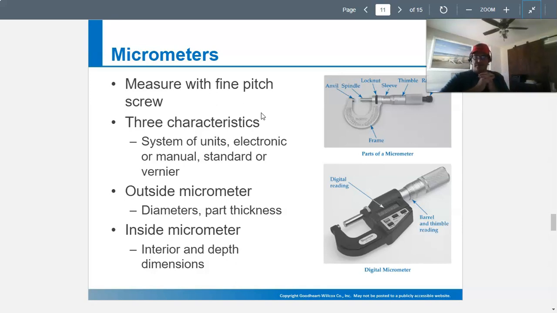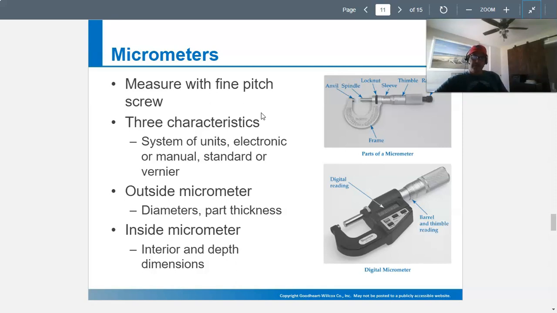And then there's 3 characteristics. They have a certain system of unit of measure. It could be metric, could be inch, and then electronic or manual. And then I'm not sure as far as standard or vernier. The vernier, what they're talking about is some of the calipers or micrometers can read to a 4-place decimal. So they read to a 10,000th of an inch. That's 4th place decimal. I think that's what they're talking about.